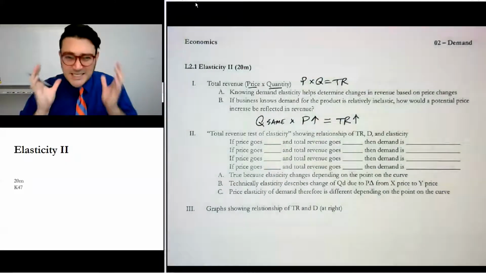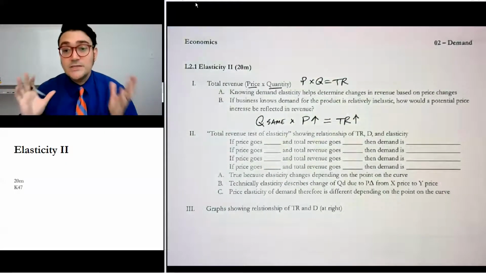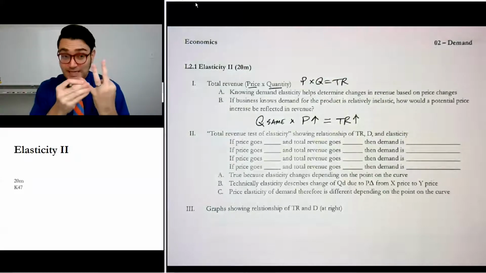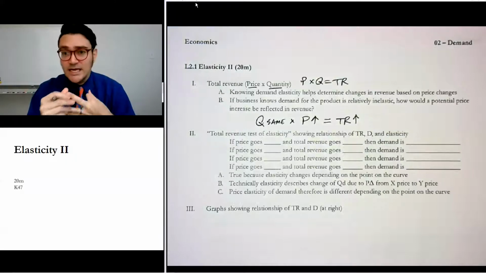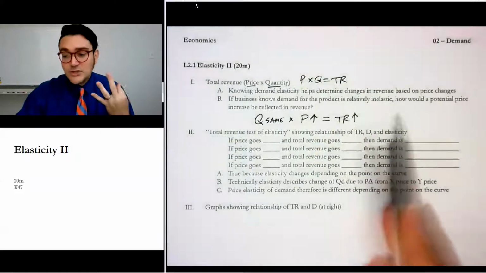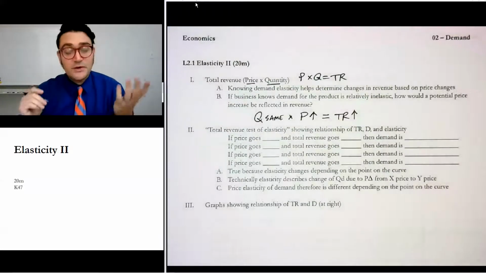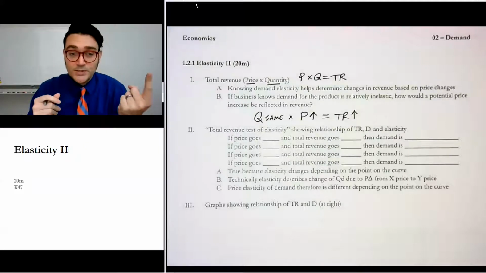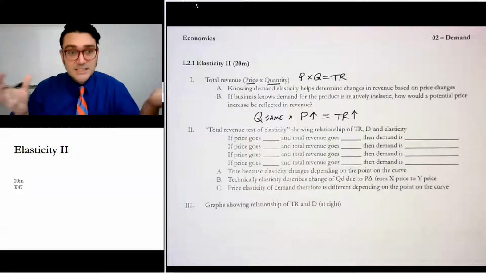Now, that's an important observation, and there's a really quick and easy way that we can actually see the relationship between some of these factors. In fact, the three factors are price, total revenue, and elasticity. Basically, if you know two of those three, then you can actually figure out the third one. So if you know the price and you know the elasticity, then you can tell what's going to happen to total revenue. If you know the price and the total revenue, you know what the elasticity is going to be.